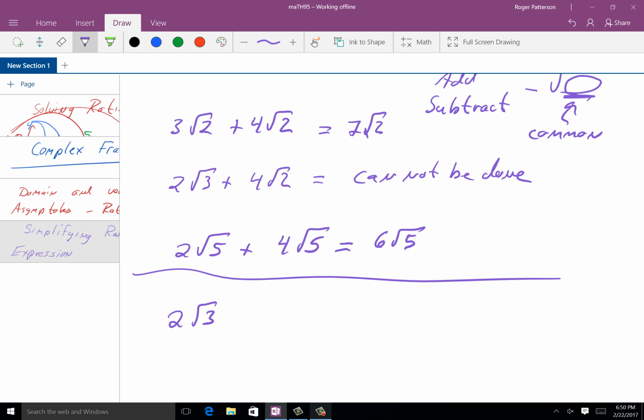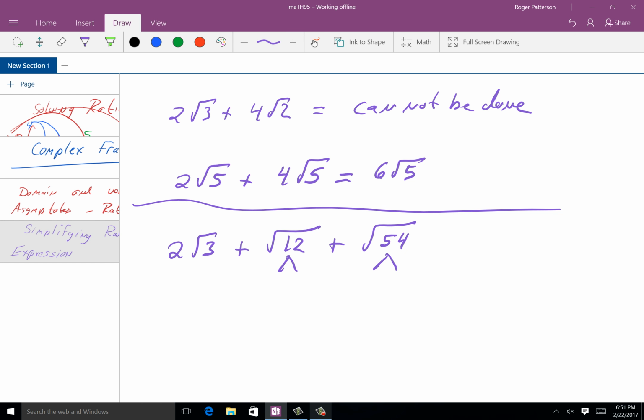We're still adding: 2 square roots of 3 plus square root of 12 plus square root of 54. It looks like we can't add these because they're not the same, correct? But we have to break these down, and then maybe we can add them. So what can we break the 12 down to? What's the largest perfect square that goes in there? 4 goes in that one 3 times. So how can we rewrite that one?